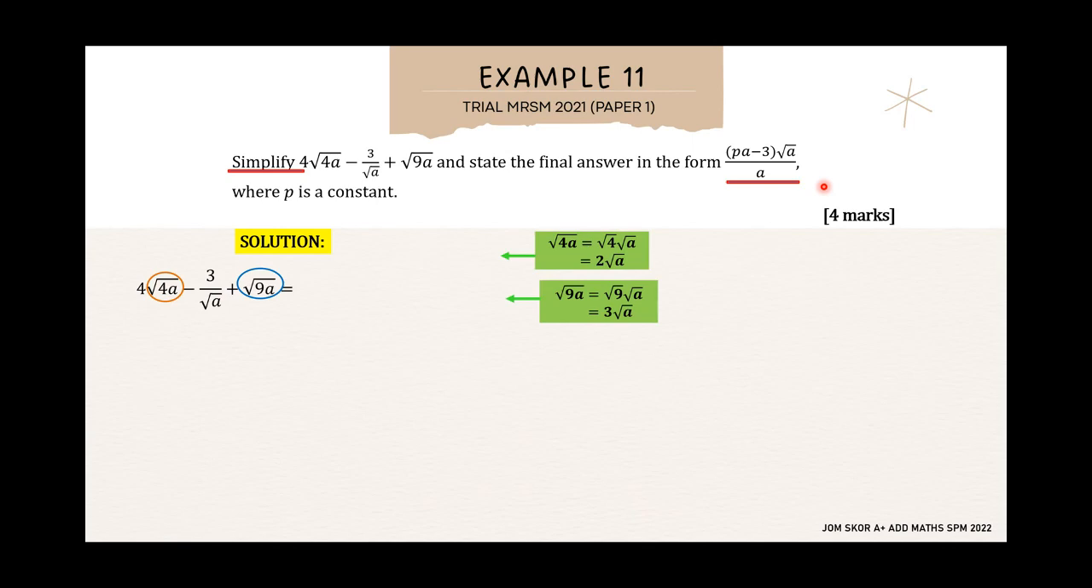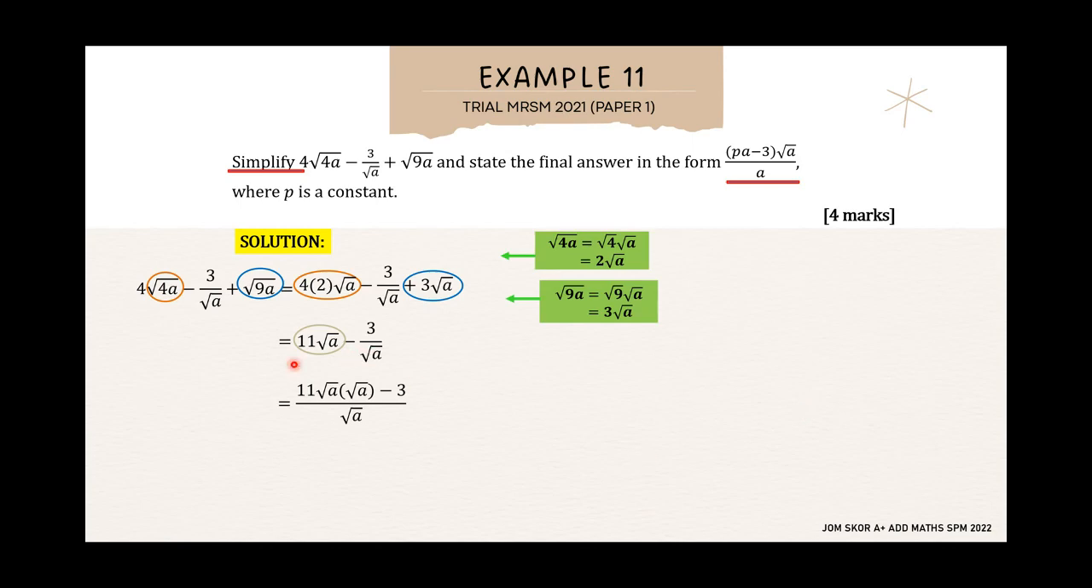Okay, sekarang masukkan dalam. Okay, sudah simplify tadi, square root of 4a sebagai 2 square root of a. So 4 darab dengan 2 square root of a minus 3 over square root of a plus 3 square root of a. Okay, right, nampak tak dekat sini kita ada like term 4 times 2 square root of a dan juga 3 square root of a. Okay, so kita boleh tambah, kita akan dapat 11 square root of a minus 3 over square root of a. Right, sekarang kita jadikan sebagai single fraction.